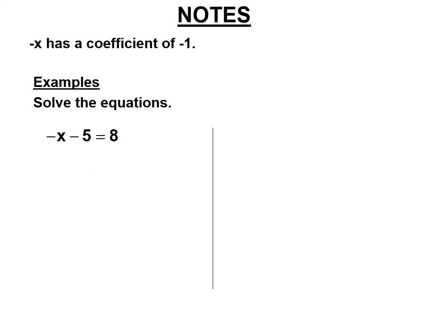All right, so there is a coefficient of negative 1. So let's see that. The procedure is the same. You add 5 to both sides. I like to write the negative 1 in there, right? So I don't forget to do the next step. So the next step, you've got to divide both sides by negative 1. And get x equals negative 13.